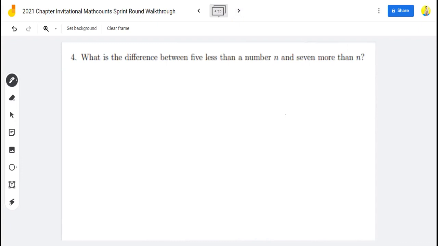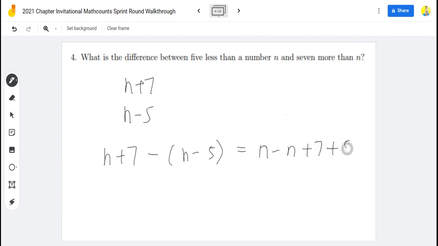Question number 4. What is the difference between 5 less than a number n and 7 more than n? So 7 more than n will be n plus 7, and 5 less than n will be n minus 5. And the difference between those numbers would just be n plus 7 minus n minus 5, which is just n minus n plus 7 plus 5, which is just 12. So our final answer is just 12.